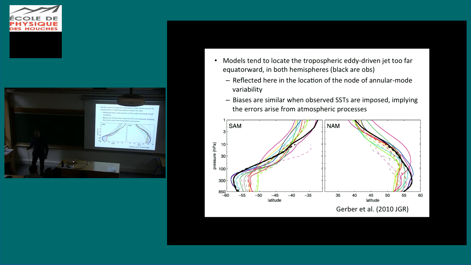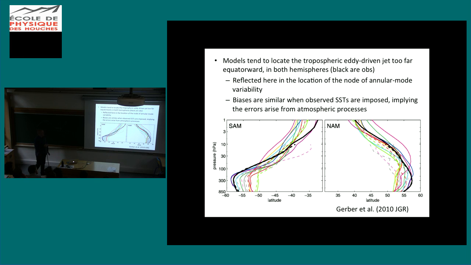I'm going to talk about model biases. For dynamicists, there's this problem that the jets are in the wrong place, and not by a small amount, up to 5 degrees. Okay, if you're a GFD person, what's 5 degrees among friends, but if you're trying to do climate change impacts, that's a big thing.